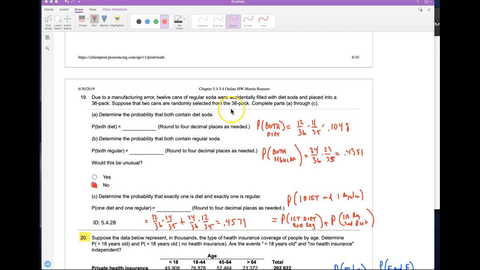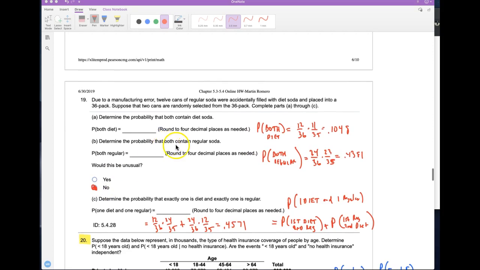12 of them out of the 36 have diet soda in them. And it's the probability that the first one is diet times the probability the second one's diet. It's a 36 pack. 12 of them are diet. By the time you get to the second one, we already know the first one is a diet. So now we have 11 diet sodas left out of 35. You multiply that, and that's where you get your 0.0148.